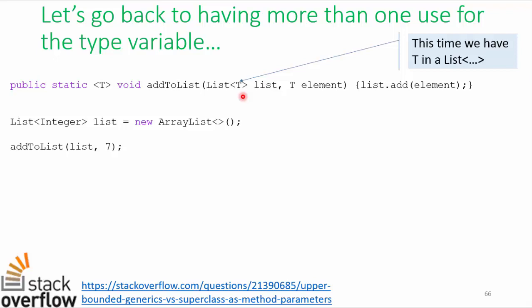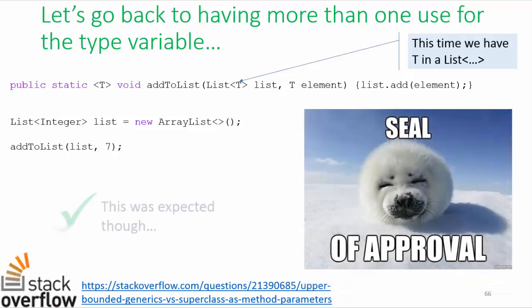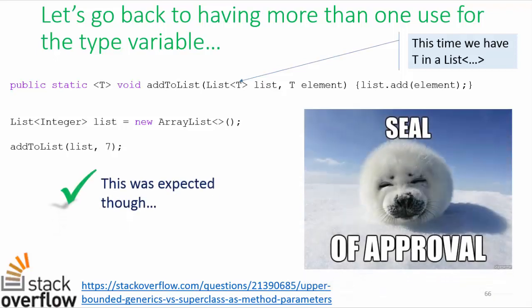So the Java compiler can infer that t should be Integer. Everything is working, okay? And this is exactly what we expected. Nothing surprising there. This is out of the textbook usage of this particular generic method.